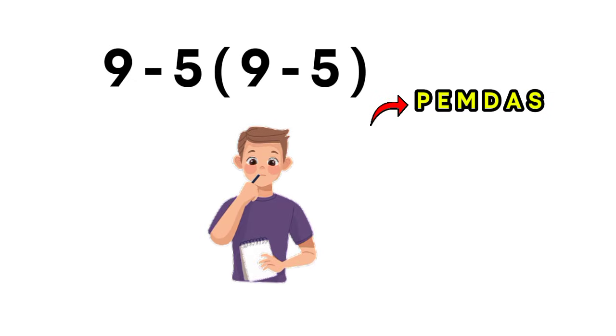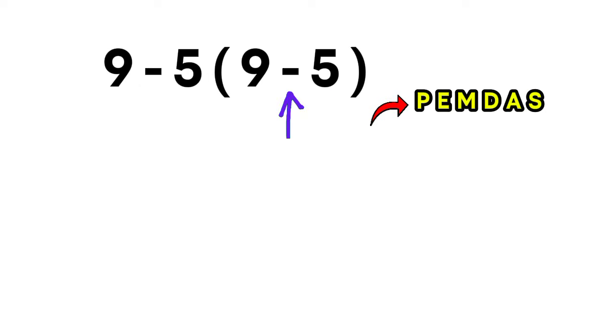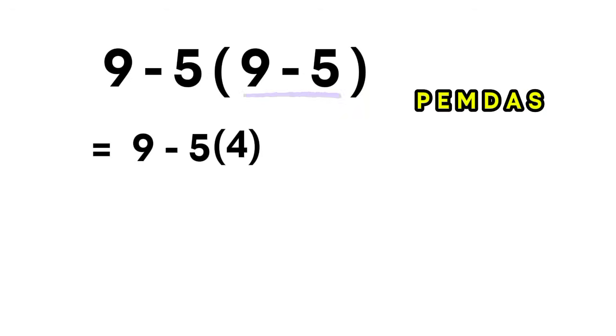So let's do it the right way. Inside the parenthesis, 9 minus 5 equals 4. So now our expression becomes 9 minus 5 times 4. Now we have 1 subtraction and 1 multiplication. According to PEMDAS, multiplication comes before subtraction. So first we must multiply.